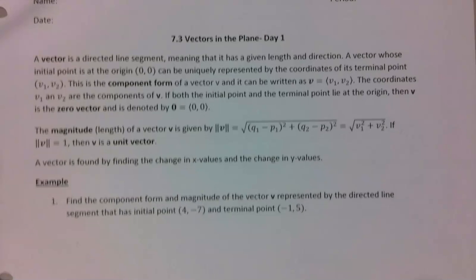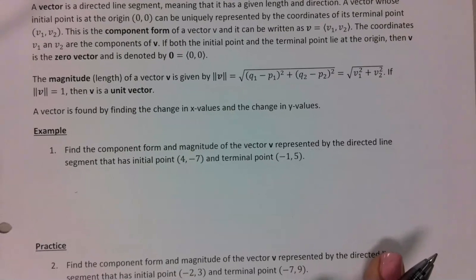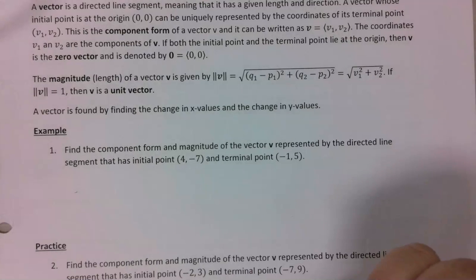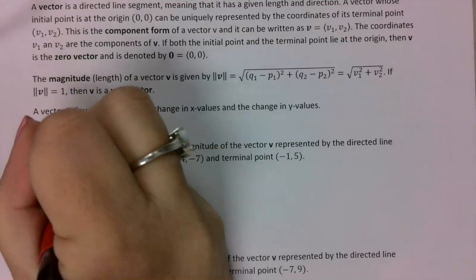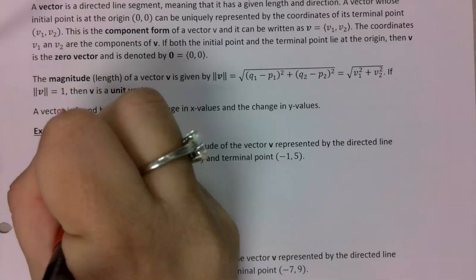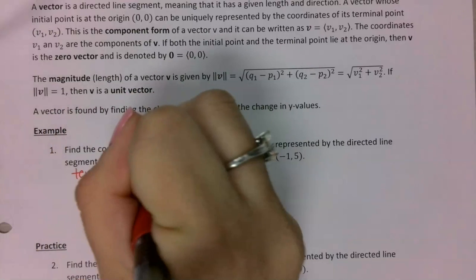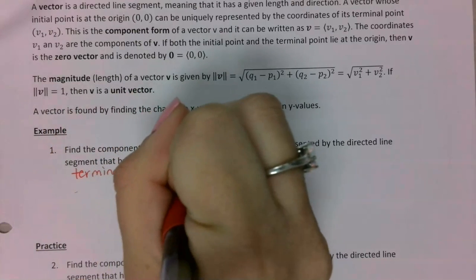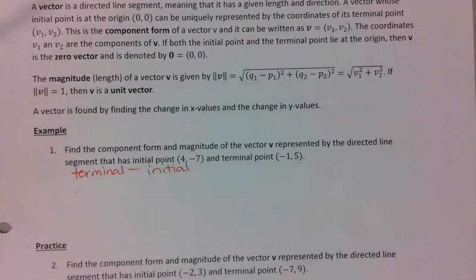So for number 1, it wants me to find the component form and the magnitude of the vector. So I'm going to find it with the brackets and then give the length. The way I find my component form is I'm going to take my terminal point and subtract my initial. And I'm going to match up my x values together and then my y values together.